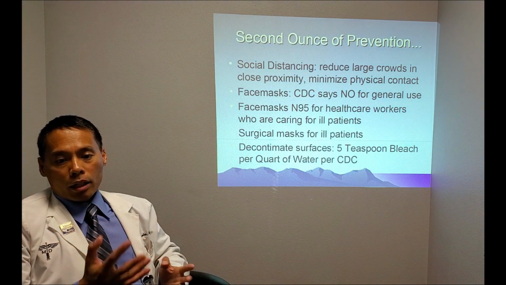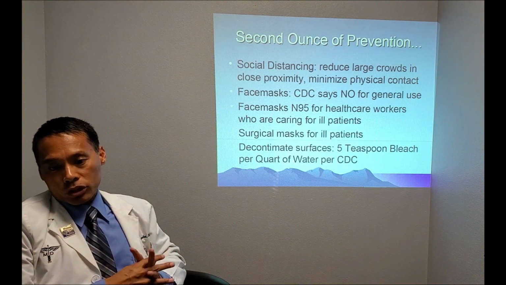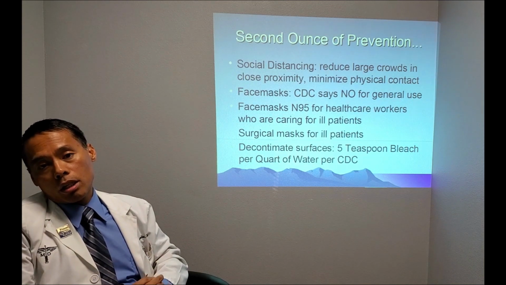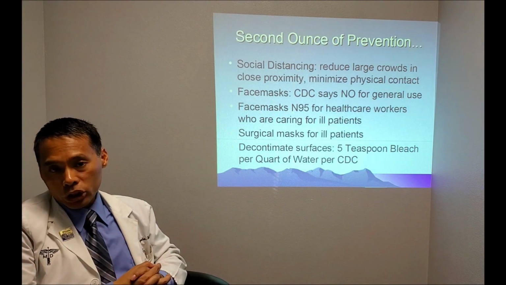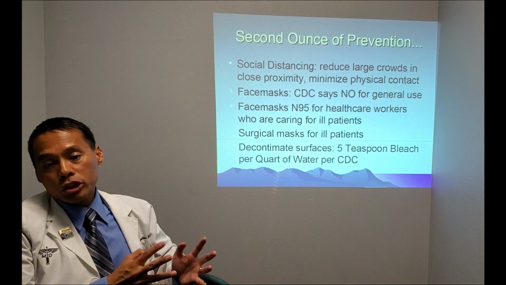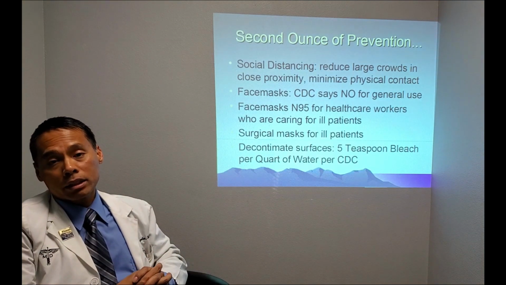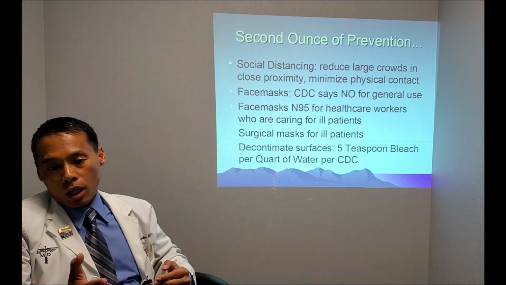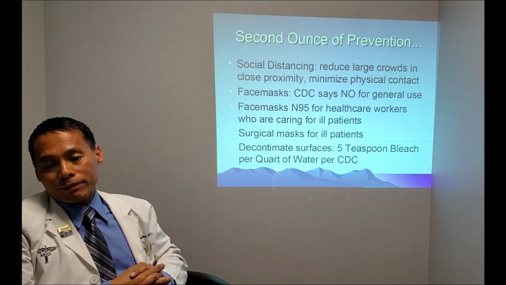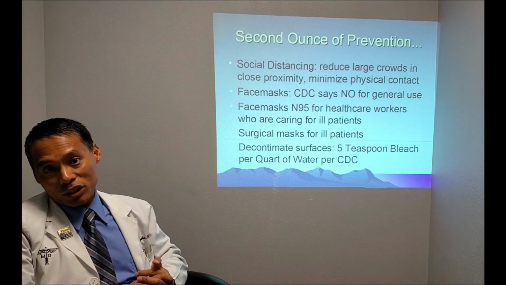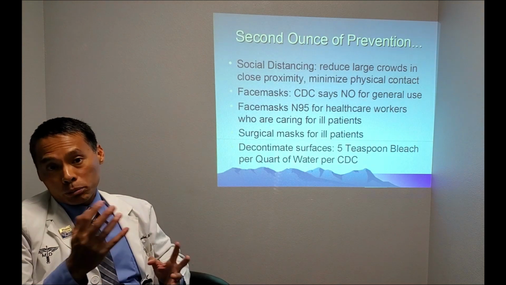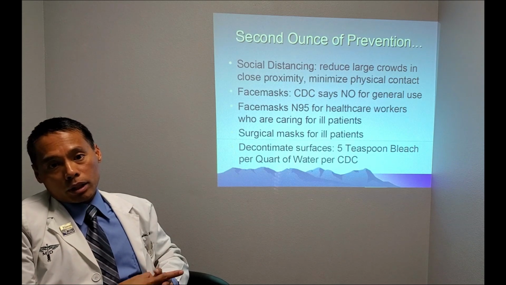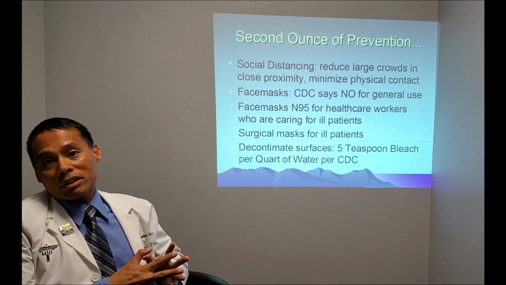Okay? Decontaminate surfaces. The CDC actually has a recipe on their website for how to use household bleach and the ratio with water in order to create an effective solution that you can use to spray or wipe down surfaces. In this case, they're recommending 5 teaspoons of chlorine bleach in 1 quart of water. Now that solution is not going to be effective indefinitely.